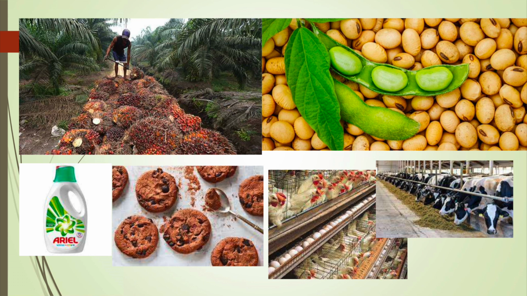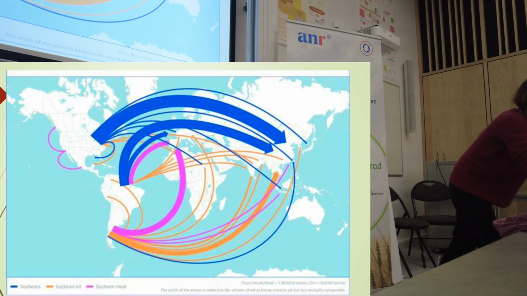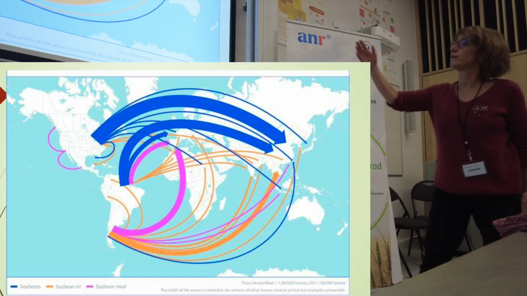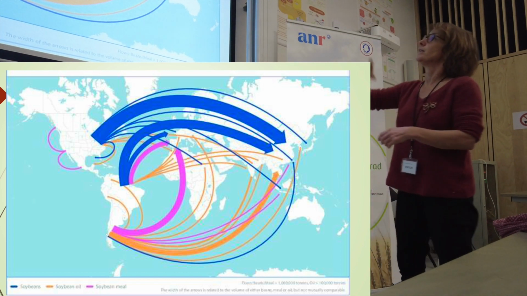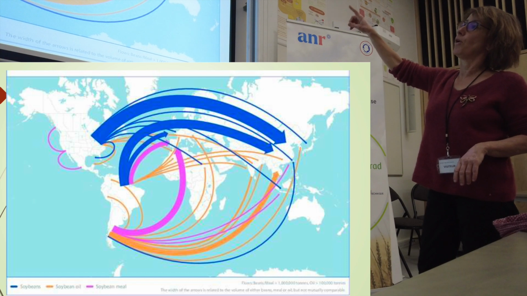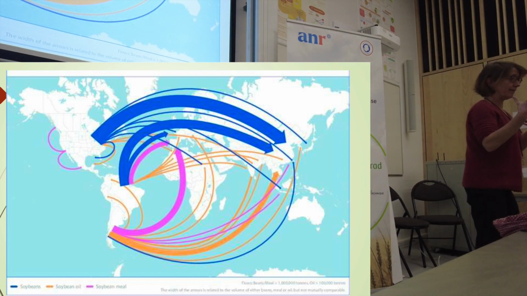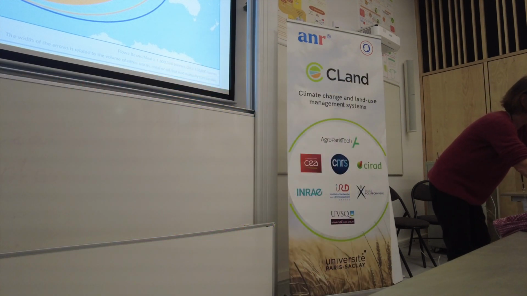So we have these very complex value chains all around the world. We have seen various pictures already various times today. Here it's the case for soybeans. You have in blue the soybeans, in yellow the soybean oil, and in pink the meal. So they are also complex with the byproducts you can have on the markets.